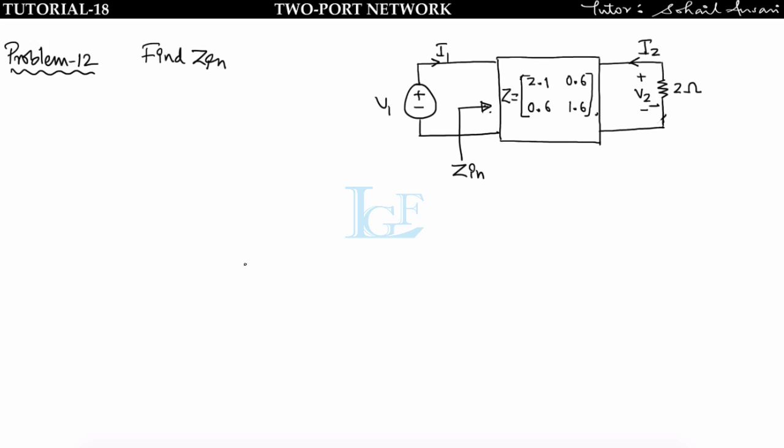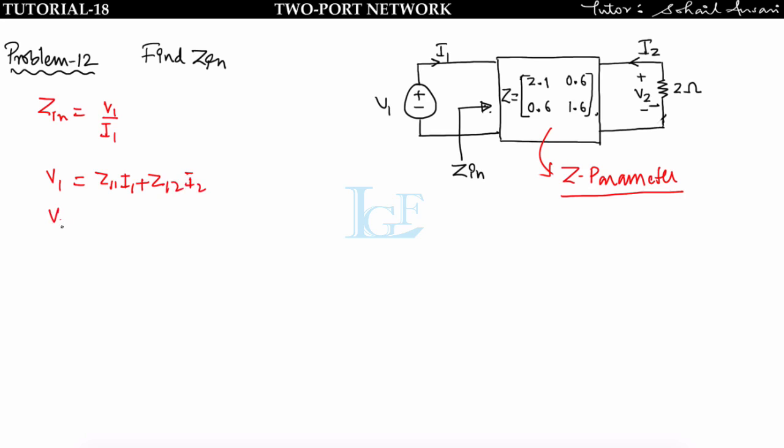Now see the last problem. In this problem also we have to find the input impedance, but the difference is we have Z parameter given. The network is represented in Z parameters. So same procedure can be applied. We know that input impedance Zin is equal to V1 upon I1. Now first write the Z parametric equation. Z parametric equation can be written as V1 is equal to Z11 I1 plus Z12 I2, and V2 is equal to Z21 I1 plus Z22 I2.